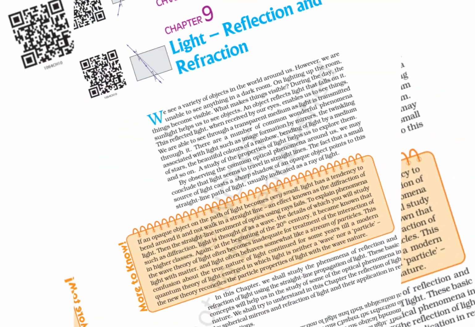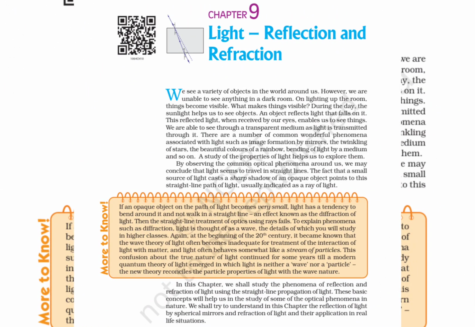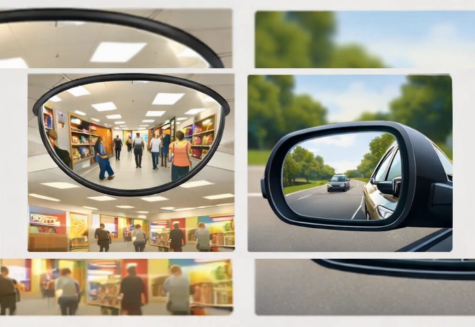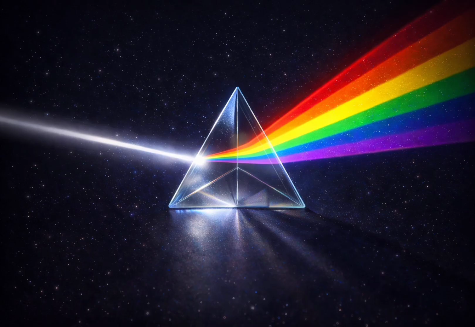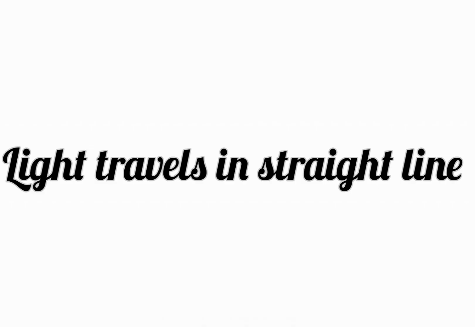Light can also travel through transparent materials like glass and water. This is called transmission of light. Okay, all this information is given on the first page of your light chapter in the NCERT textbook. Many beautiful natural phenomena are related to light, such as formation of image in the mirror, twinkling of stars, rainbow formation, bending of light in different mediums. One of the important properties of light is that light travels in a straight line. This straight path of the light is called a ray of light.